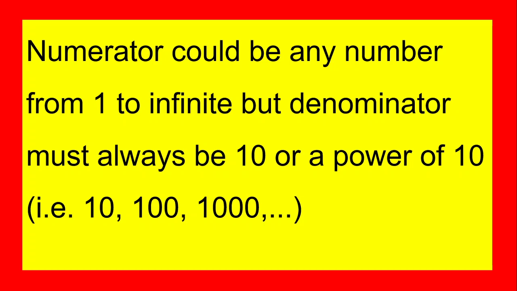Okay, so you noted that the numerator could be any number. I took two examples, but it could be any number from 1 to infinity, but the denominator must always be 10 or a power of 10. So in the denominator, there is always one digit on the left side, that is 1, and on the right all the digits are zeros. It's 10 or 100 or 1000, 10,000, or figures like this.